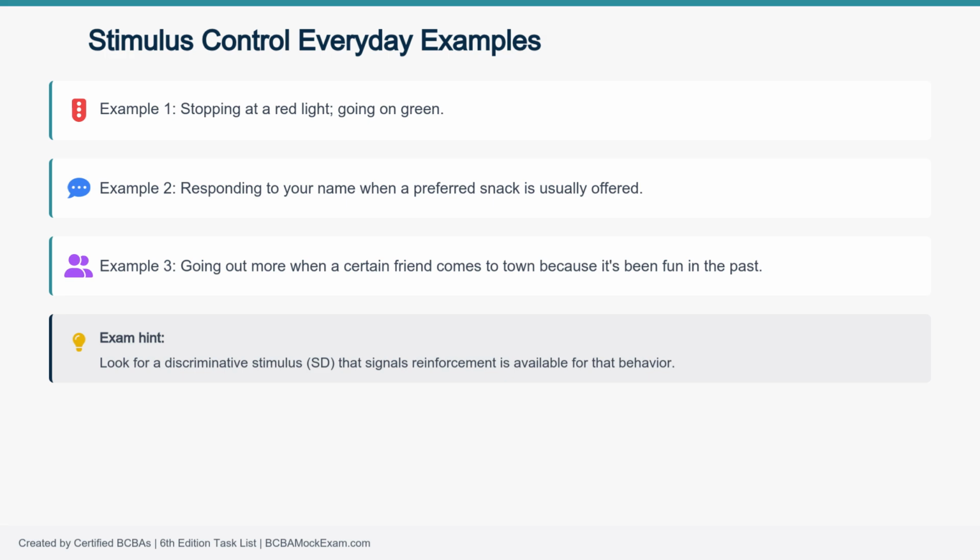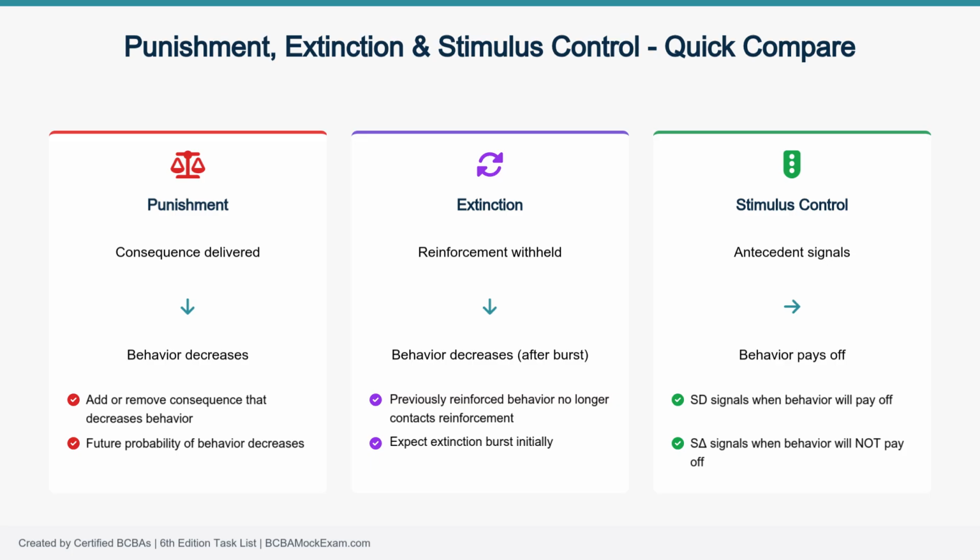contact reinforcement. On the exam, when you read a vignette, look for the consistent "when X is present, behavior Y happens and is reinforced" pattern. That X is your SD. When the same behavior happens less or does not contact reinforcement in other contexts, those contexts are playing the role of S-delta. This comparison slide helps you avoid mixing three related but distinct ideas when the clock is ticking.